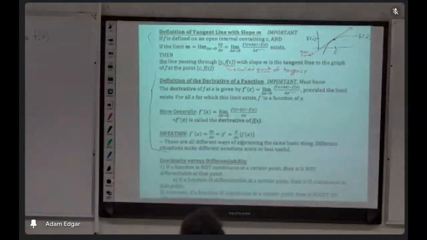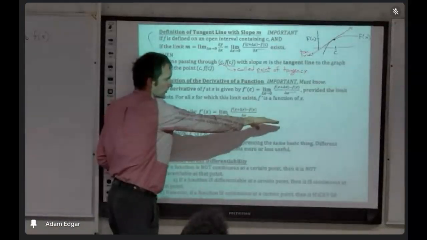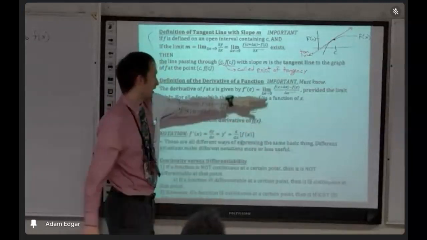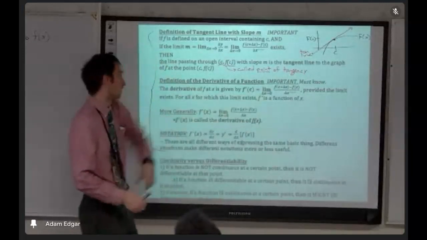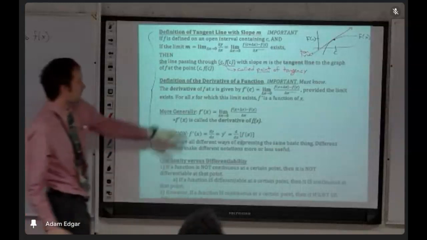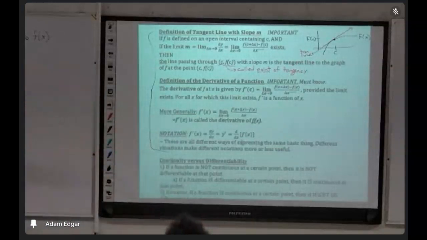The result is this gives you a new equation. F prime of x equals a new equation of x. Whereas up here, f prime of c is always a number. So f prime of c will give you a number for your slope at a particular point. F prime of x will give you a new equation that you could use to find the slope anywhere, at any x value along the curve.